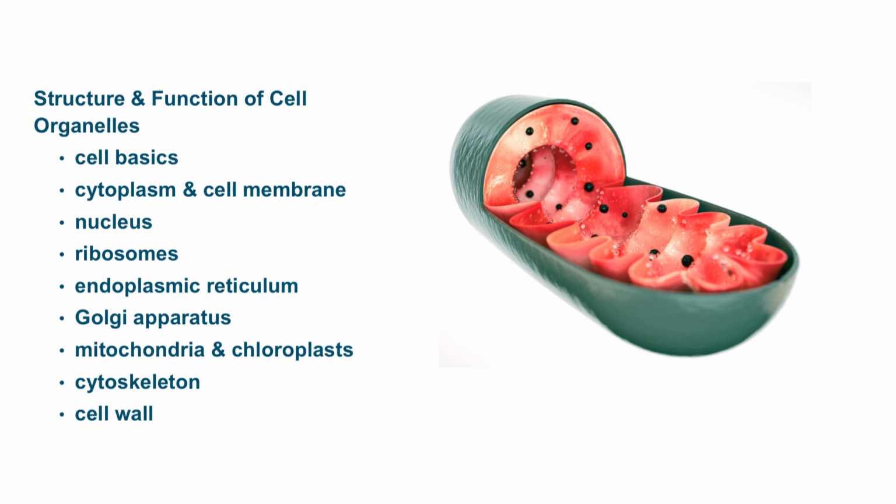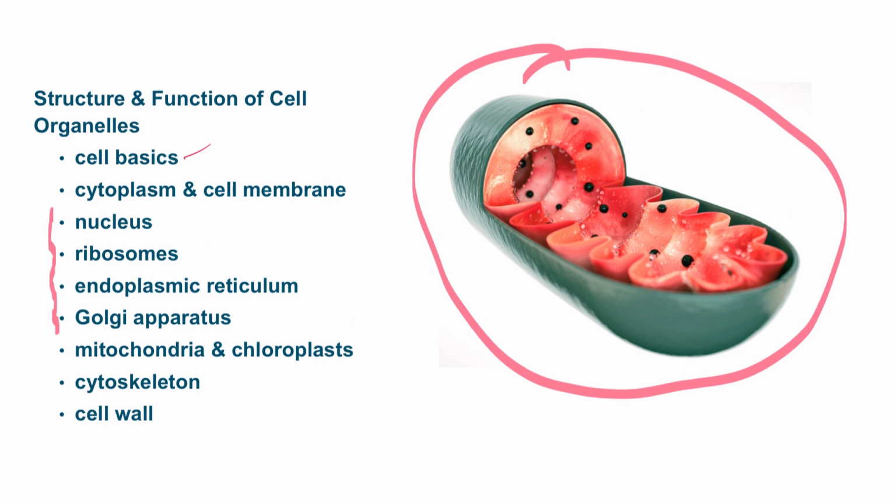For the cell structure and function of organelles unit, we're going to talk about basics of what makes a cell. And then we're going to talk about cytoplasm and the cell membrane. We'll talk about some specific organelles, the nucleus, ribosomes, the ER, Golgi apparatus, mitochondria, like what you've got here, and chloroplasts, which are similar but have a very different function. Then we'll talk about the cytoskeleton and the cell wall.